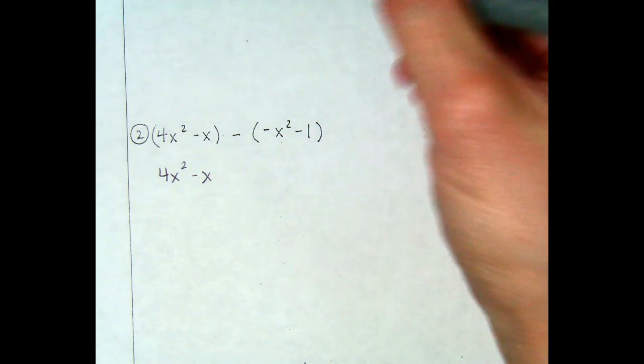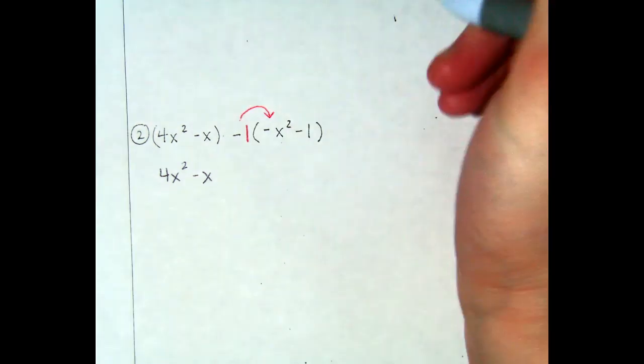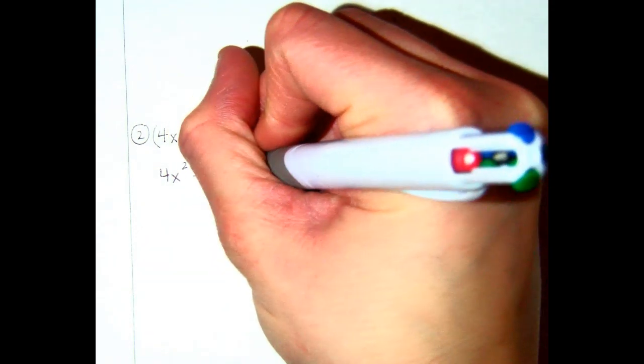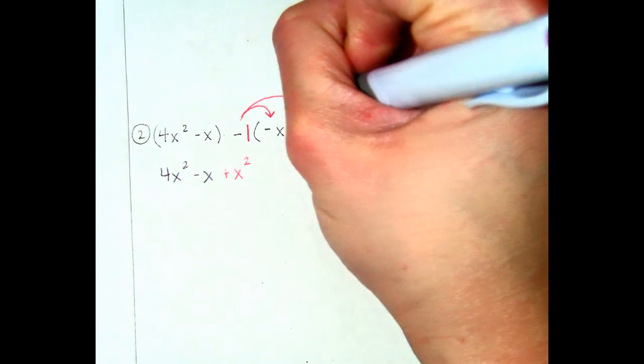Is there anything in front of the second set? A negative 1. So write a 1. And then do what? Distribute. What is negative times negative give you? Positive x squared. What is negative 1 times negative 1?